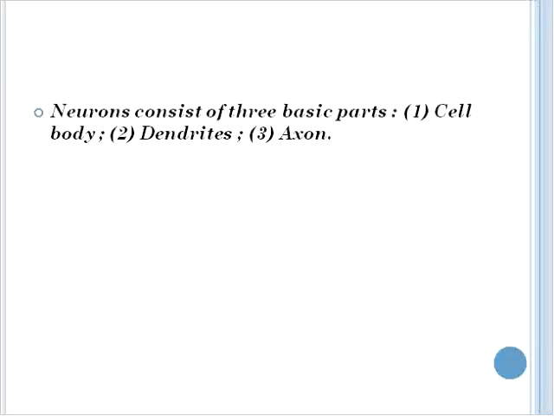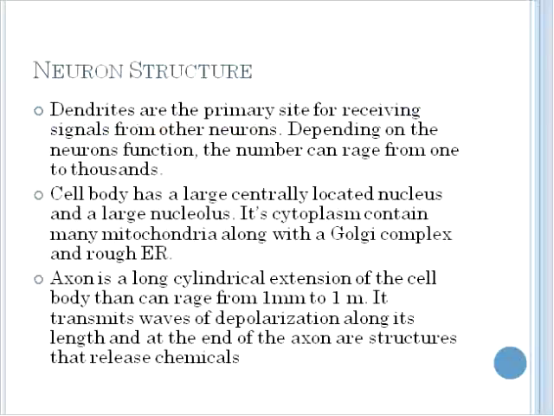Now, neurons consist of 3 basic parts: the cell body, dendrites, and axon. Dendrites are the primary site for receiving signals from other neurons. And depending on the neuron function, the number of dendrites can range from 1 to thousands. The cell body has a large centrally located nucleus. Like all cells, it would have a nucleus and a large nucleolus.